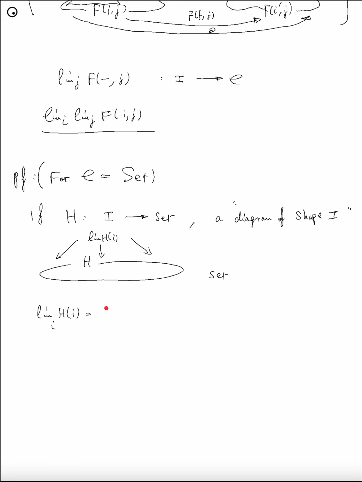So this is elements from the product, the Cartesian product, such that for any f from i to i prime, there is a compatibility condition.